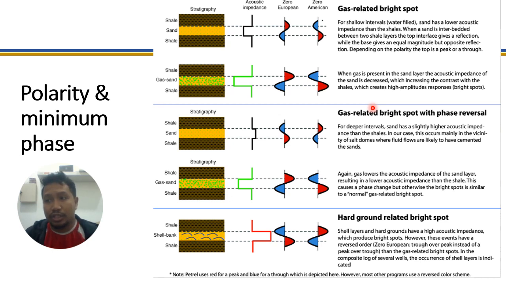So overall, these diagrams show the stratigraphy of the rocks, which is the order in which the rocks were deposited. At the shallow part we will have a gas related bright spot. At the deeper sections we will have phase reversals. The stratigraphy is important for understanding the distribution of the bright spots, because bright spots are only present where there is a contrast in acoustic impedance between the different layers of rocks.